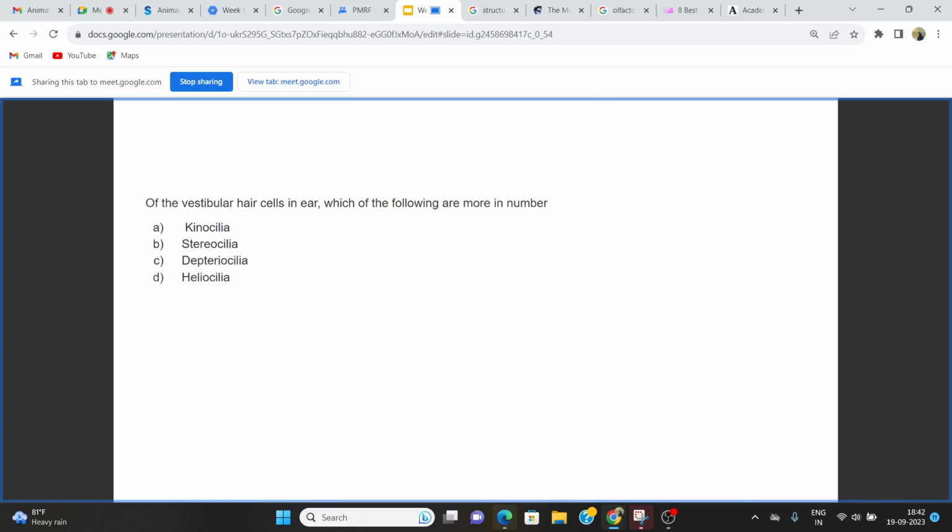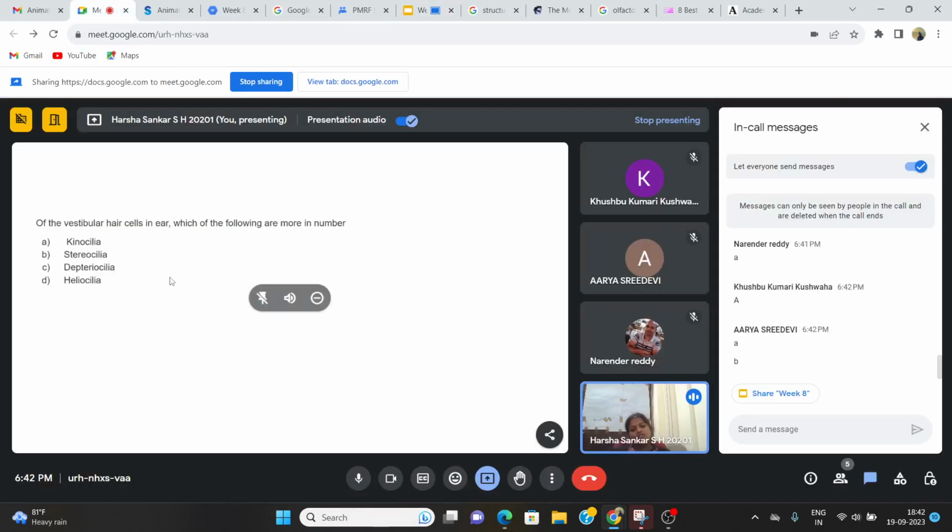Of the vestibular hair cells in the ear, which of the following are more in number? Now the question is regarding number. Which one is more in number? We already saw the figure, right? So I don't need to go back. Answer is B only, stereocilia.